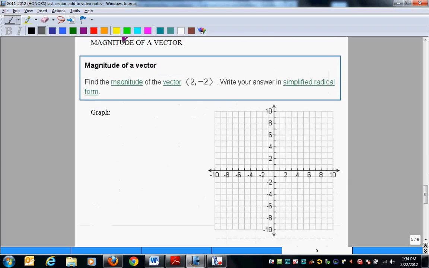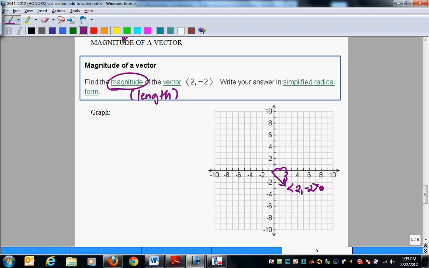Now, magnitude of a vector. When you think of magnitude, you need to think of length. Magnitude is an issue of length of the vector 2, -2. So first we want to graph that vector 2, -2. So it is over 2 to the right, and then down 2. So this would be your resultant vector here. And that vector is 2, -2.